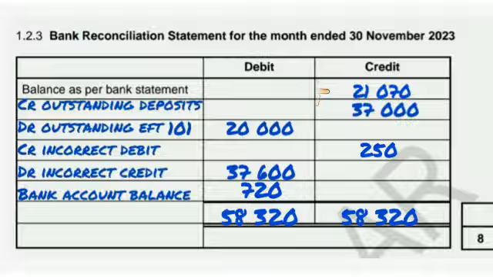How you can do that is simply by taking the 58,320, minusing the 250, and minusing the 37,000 that you were given for outstanding deposits, and that's going to give you 21,007.70. If you want to check that your balancing figure is correct, when you take that balancing figure at 37,250, it should give you that total at the bottom of 58,320, and that's how you will know you are correct.